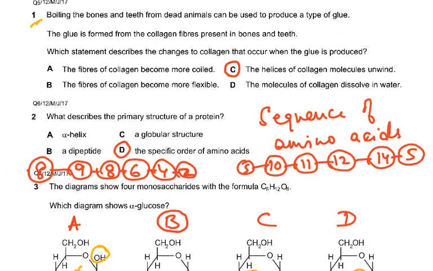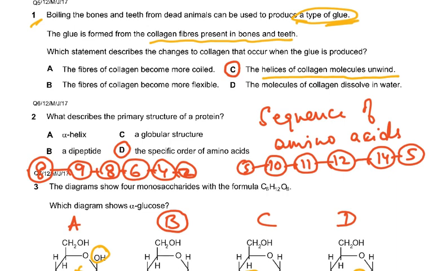Boiling the bones and teeth from dead animals can be used to produce a type of glue. Glue means something very sticky. The glue is formed from the collagen fibers. If you ever had siri pie, after eating it your hands become very sticky if you let it stick to your fingers. Basically it is because the collagen, which was insoluble, has now become soluble. So the helices of the collagen molecules unwind. This is what you have to understand about why it becomes sticky.